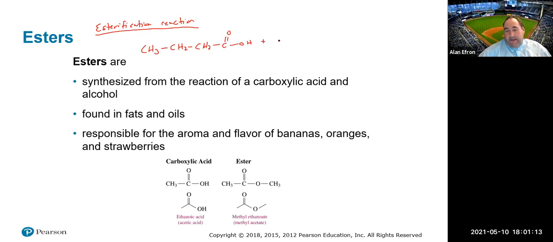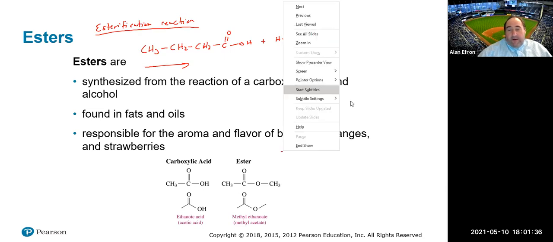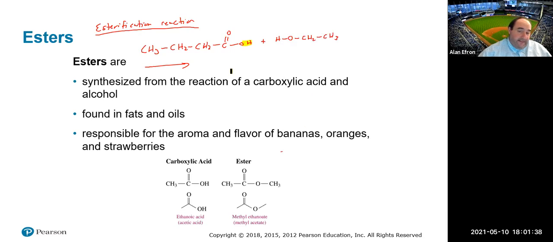And basically, you could react it with an alcohol, and I'll just draw the alcohol this way. When we do this sort of esterification reaction, as we'll see, we're basically going to remove water. We're going to make water from the OH here on our carboxylic acid, and the H there on our alcohol. So we take our carboxylic acid and our alcohol, pop out water there.